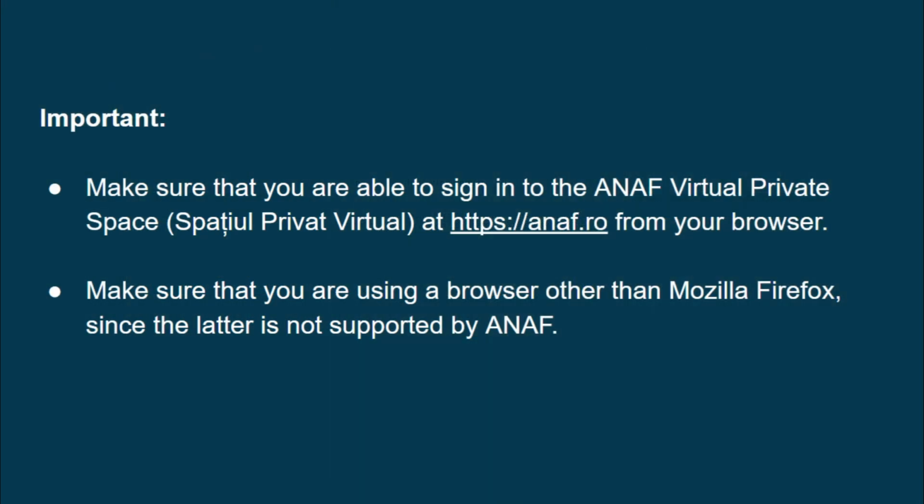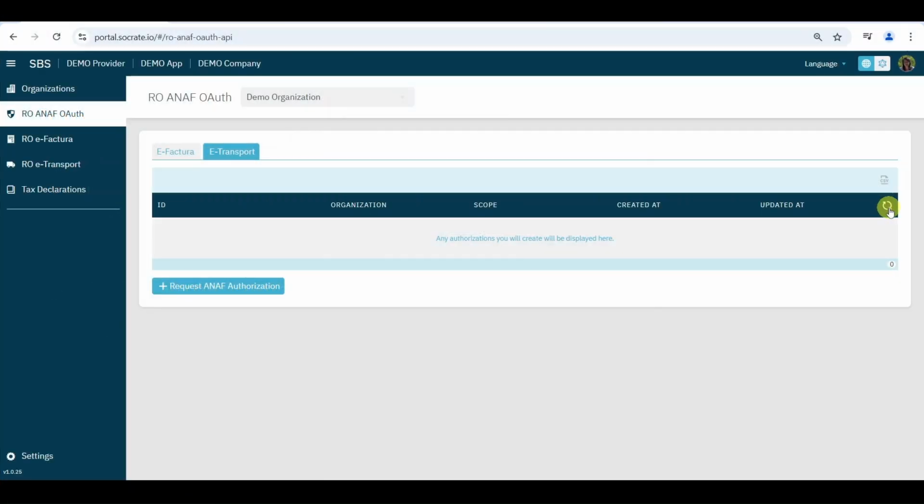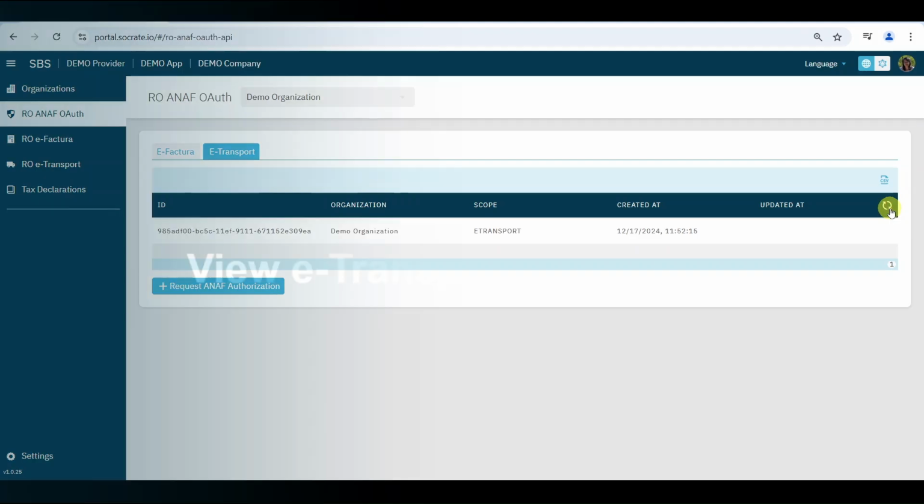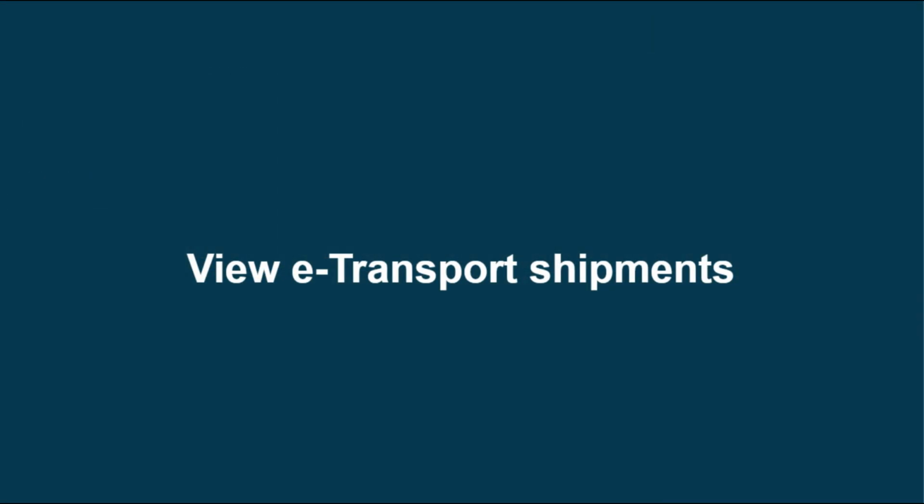Make sure that you are able to sign in to the ANAF virtual private space at anaf.ro from your browser. And make sure that you are using a browser other than Mozilla Firefox, since the latter is not supported by ANAF. After completing the authorization process with ANAF, refresh the grid by clicking the Refresh button. You should see a new authorization record appear in the grid. You have now finished configuring e-transport and can proceed to working with e-transport shipments.